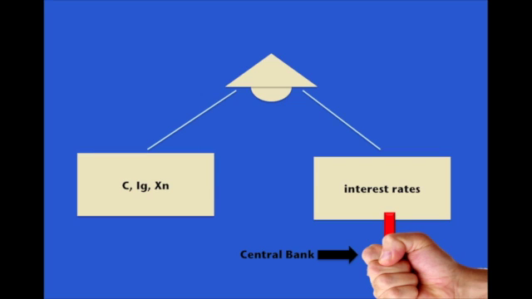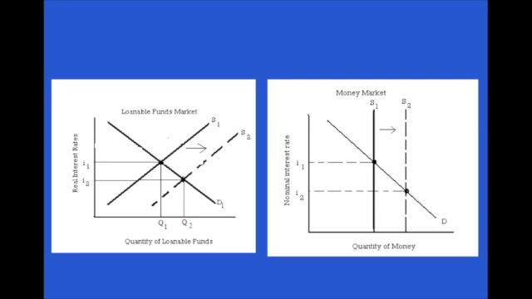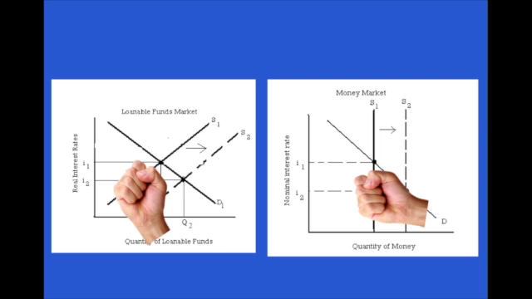How does the central bank control interest rates? Well, try to recall which graphs determine interest rates in the economy. What graphs have interest rates on their y-axis and have an equilibrium point? In other words, they have both a supply curve and a demand curve. Here we go. The loanable funds market has real interest rates measured on the y-axis and also has an equilibrium point because there is both a supply and demand curve. Also, the money market graph has nominal interest rates on the y-axis and also has an equilibrium point because it has a supply and demand curve.